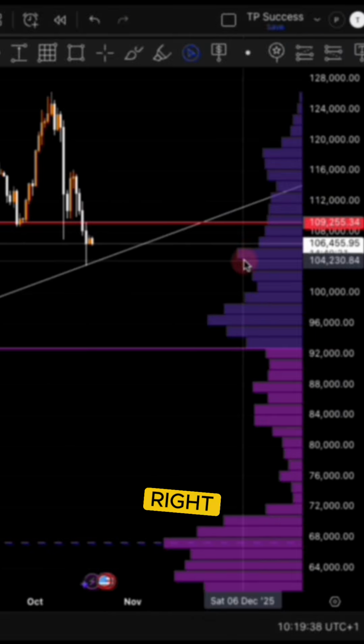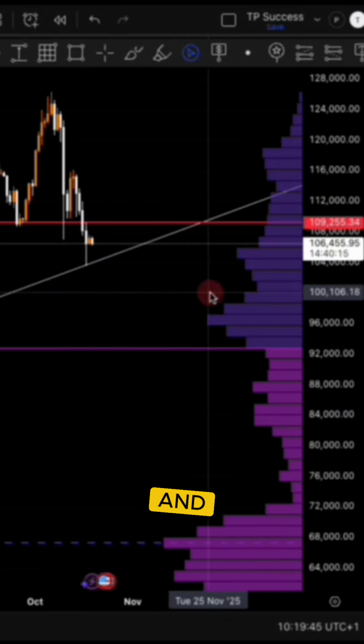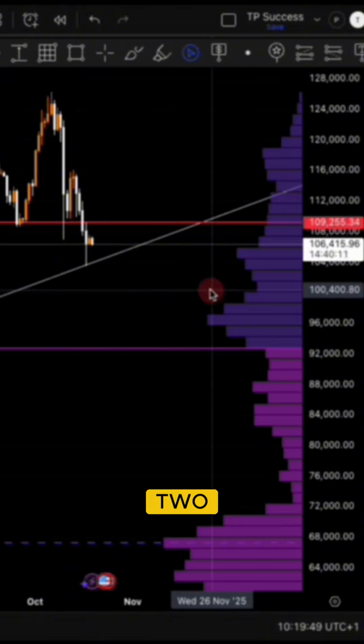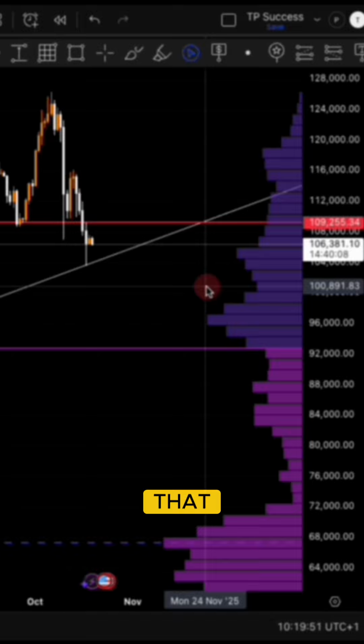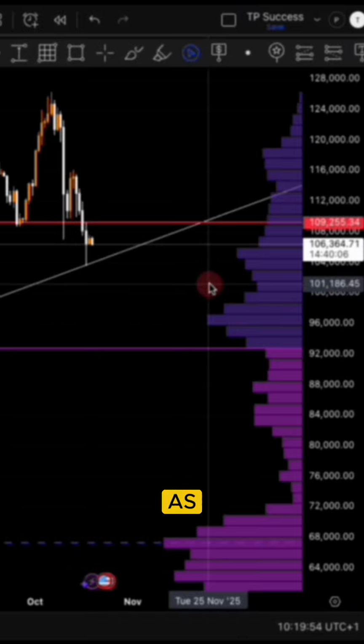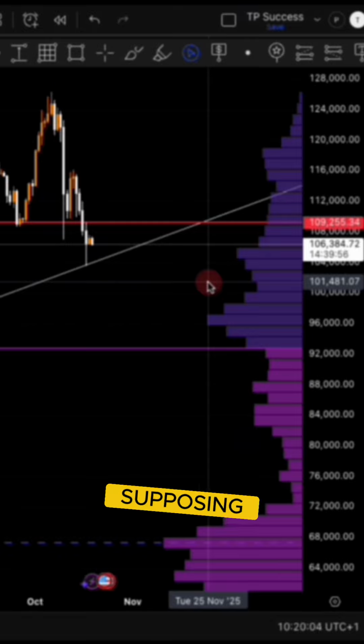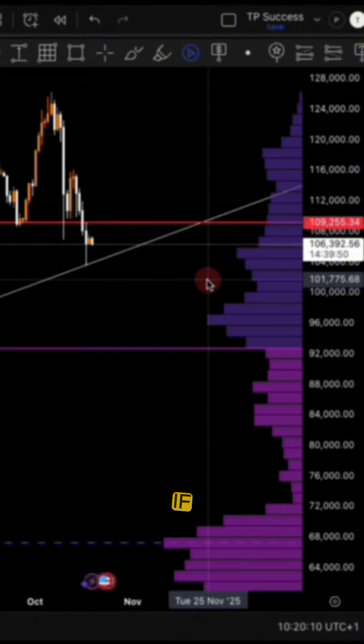In this area right here, we have a low volume node, right? And what happens in low volume node areas is price does one of two things. Either it rejects off that area or it blasts through. So as part of my strategy, it makes the most sense to look for entries and exits around low volume node areas, as opposed to looking for entries and exits in high volume node areas, if that makes sense.